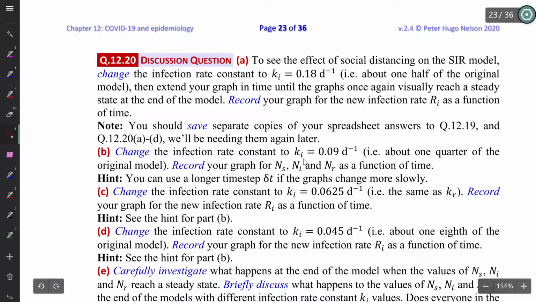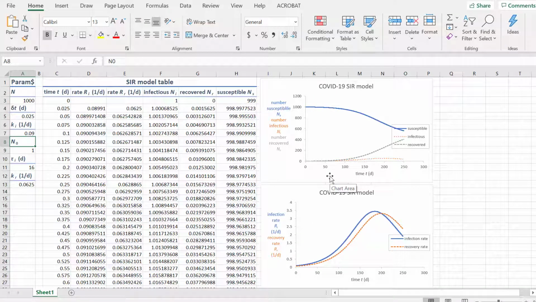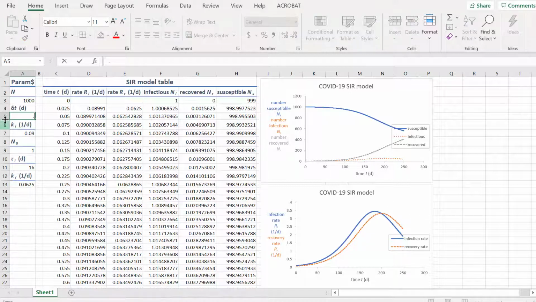Alright, so we want to change KI to 0.09. So let's do that and see what happens. So there it goes, 0.09. So have a look over here at the graphs when we hit enter. Whoa, and you'll notice that it moved a long way out. So one of the hints talks about extending the delta t because we've got a more slowly changing graph, so we can do that. So let's try 0.05.